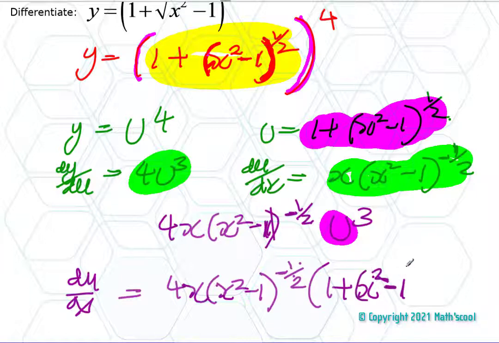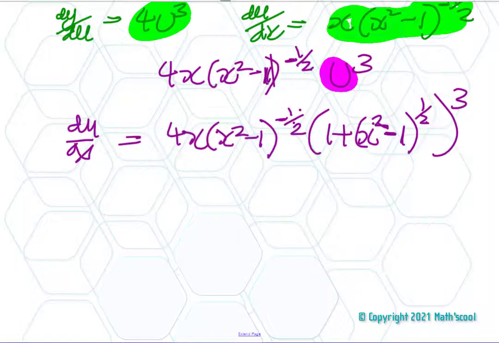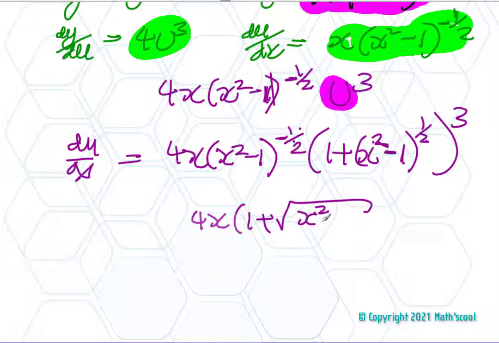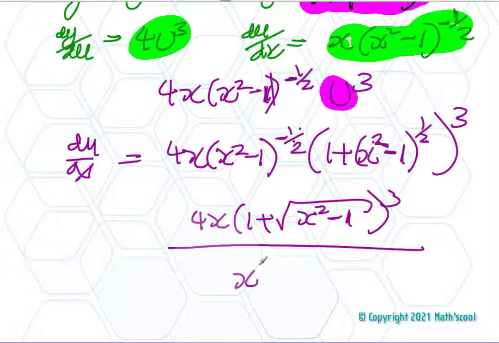to the half, all cubed. Okay, I'll just tidy that up a little bit. So that's going to give me 4x 1 plus root of x squared minus 1 all cubed all over x squared minus 1 square rooted. Okay, so let's just tidy it up a little bit.